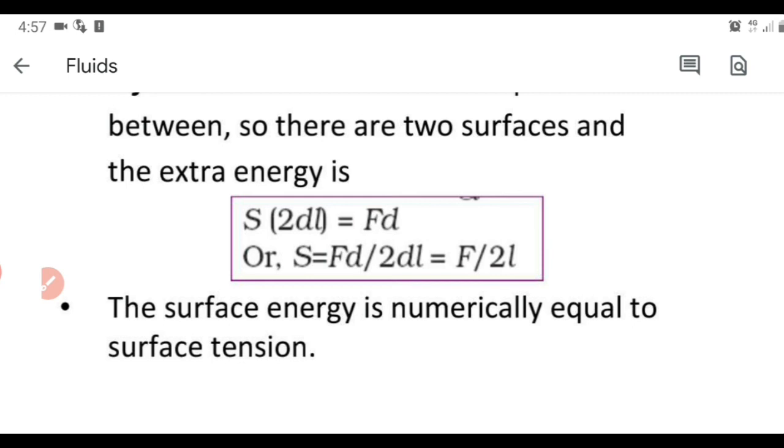And it is by this equation that we define surface tension as the force acting on unit length of an imaginary line drawn on the surface of a liquid. In that way also we can define surface tension: the force acting on unit length of an imaginary line drawn on the liquid surface.